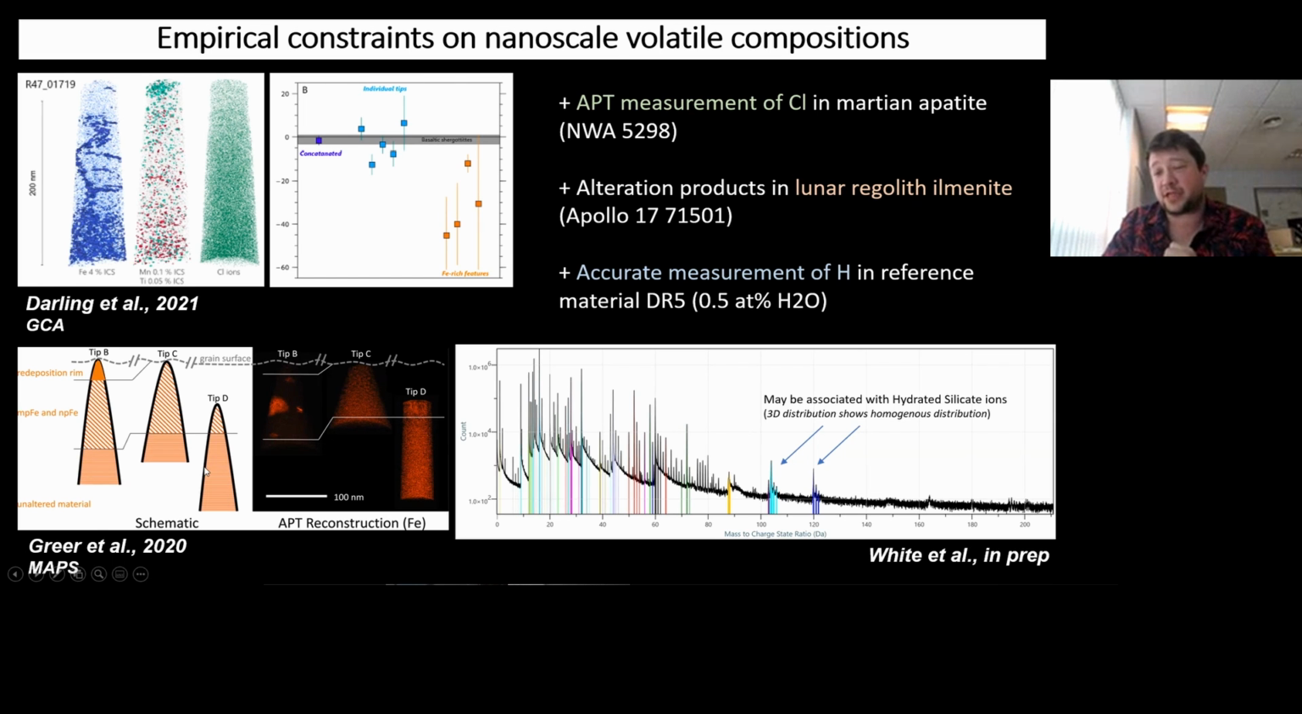Space weathering on the Moon has been imaged now with Atom Probe. We're talking about hundreds of nanometers of implantation from solar wind in lunar regolith. We can actually start to map that out with Atom Probe, in a study by Jenica Greer et al.